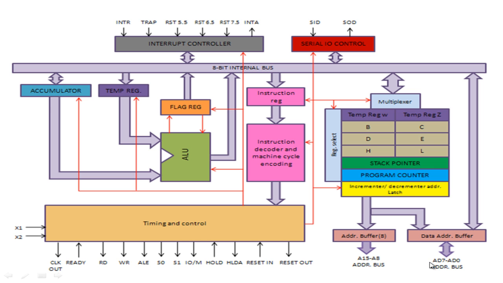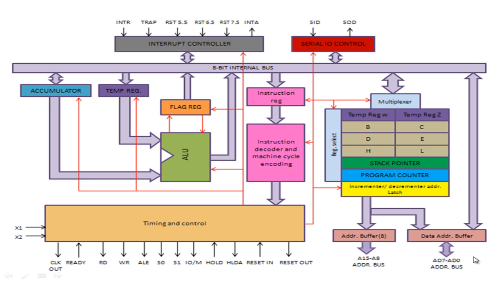Now the address buffer. The address buffer is used to connect the address lines of the 8085 to other memory locations or other memory devices. The important thing is that we have an 8-bit data line and a 16-bit address line, so we have to multiplex.